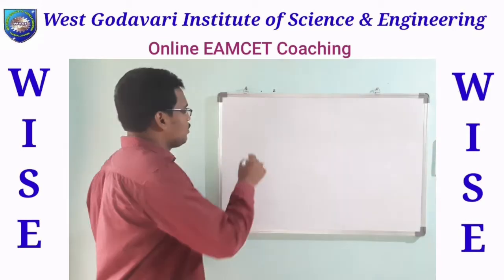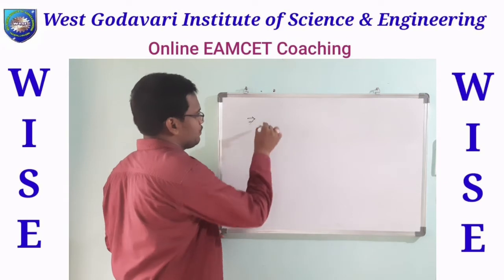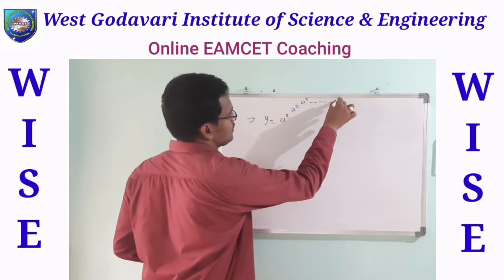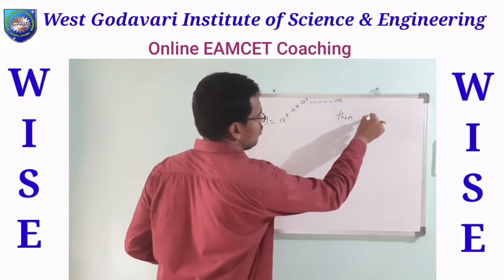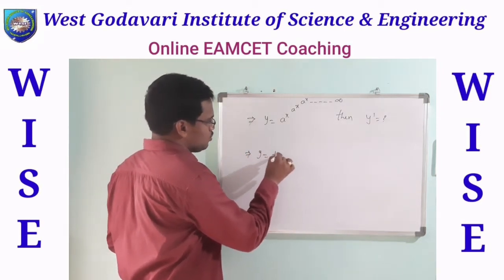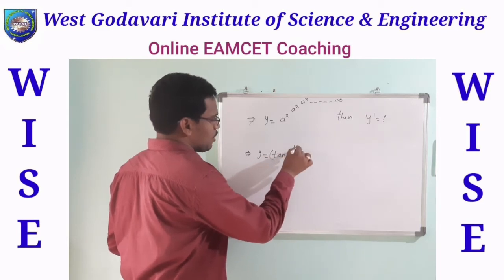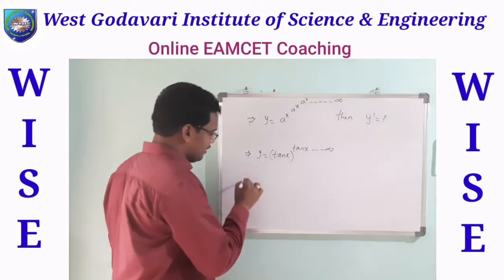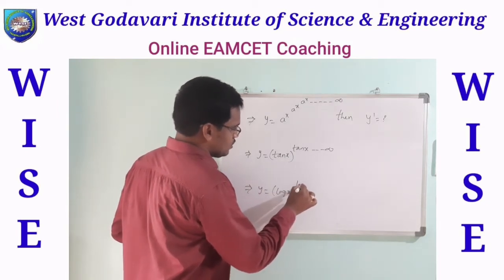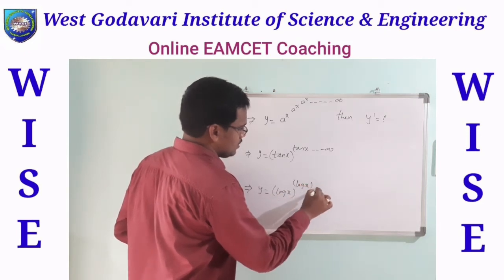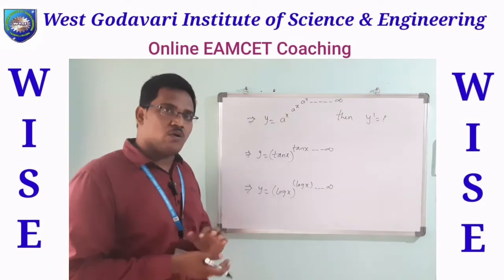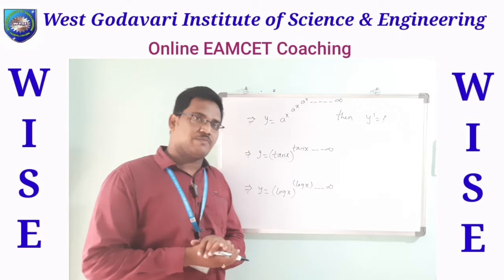So for your practice, I would like to give some examples for you. y is equal to a power x whole to the power of a power x whole to the power of a power x and so on infinity. Then y dash is equal to what? Another question, y is equal to tan x whole to the power of tan x and so on infinity. And y is equal to log x and so on infinity. Solve these problems at your home and give the answer in the comment box.